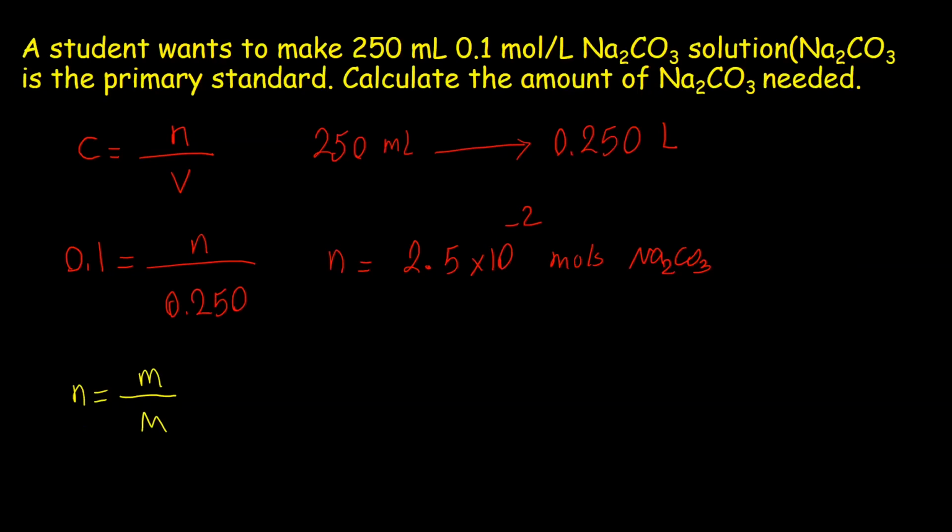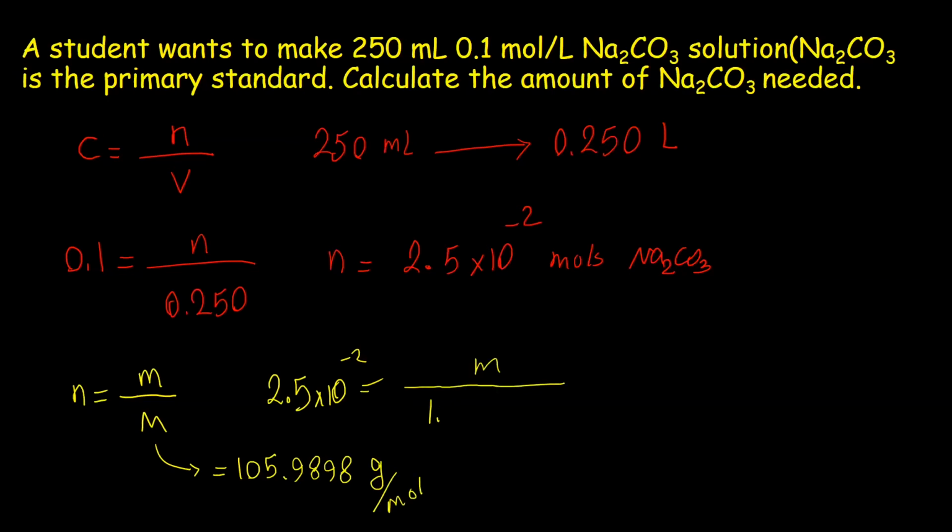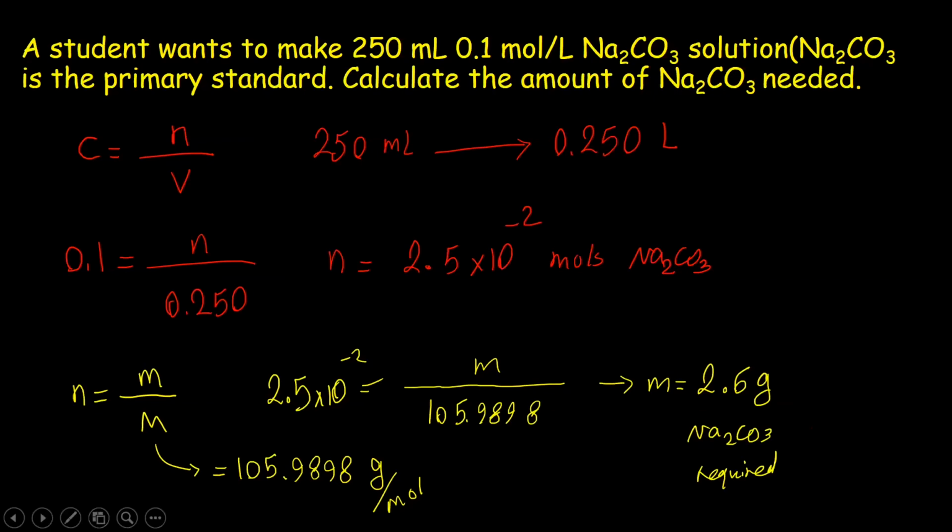Then I use this formula to find the mass of Na2CO3 that we need. So n equals 2.5 times 10 to the power minus 2. M for sodium carbonate is equal to 106 grams per mole. So we need 2.6 grams of Na2CO3.